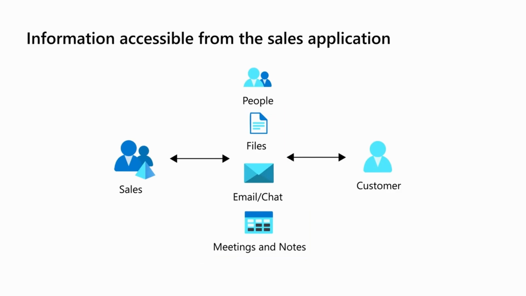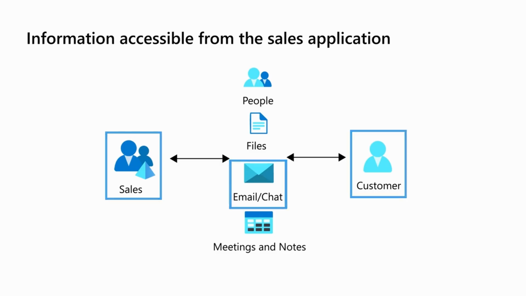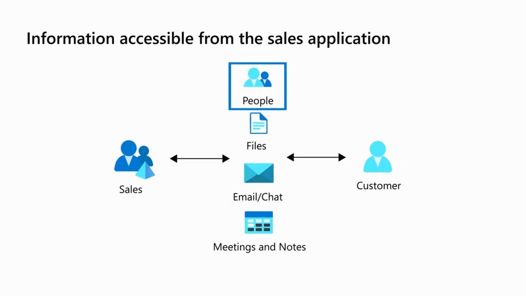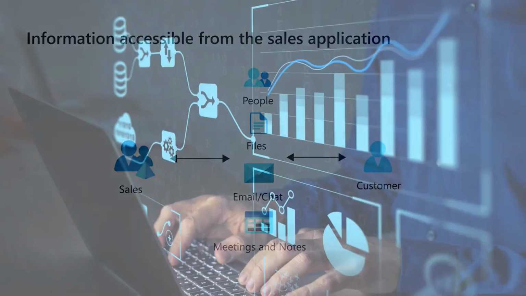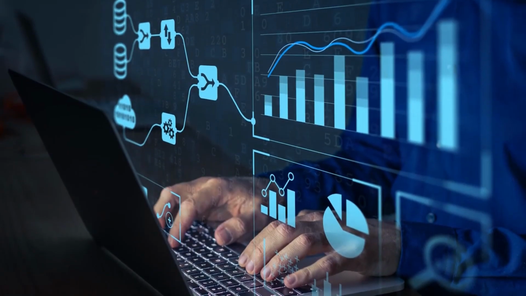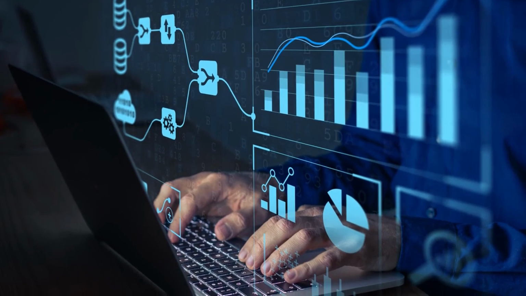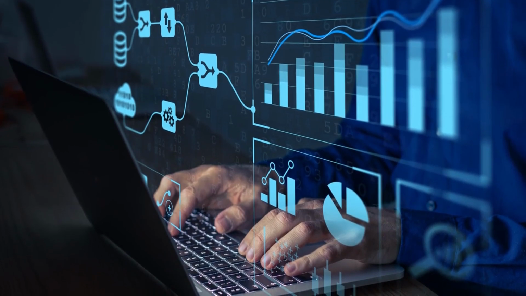They should also be able to access emails and chats between a salesperson and a customer. They should also be aware of the point of contact in the organization that the customer can contact for support. Integrating organizational sales information in the app offers much needed support to the sales team as they prepare for and lead customer calls.